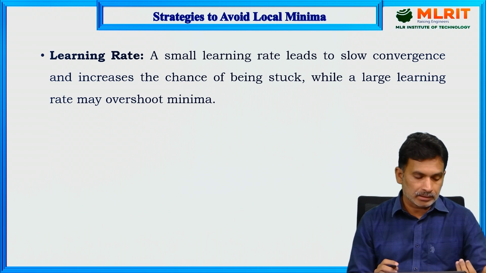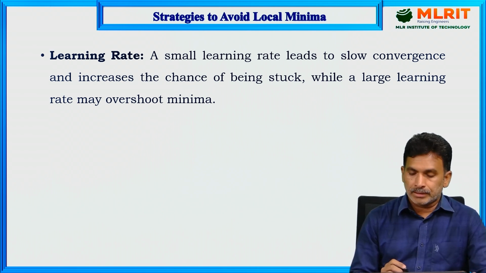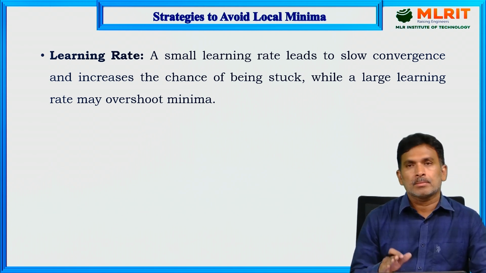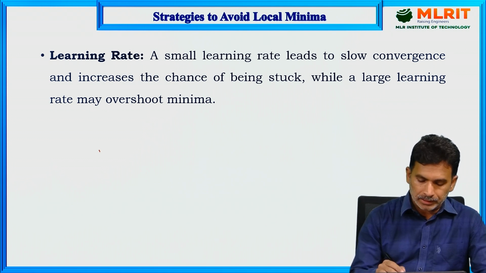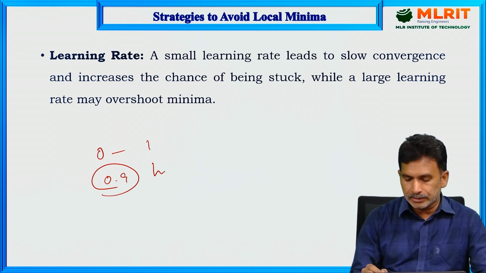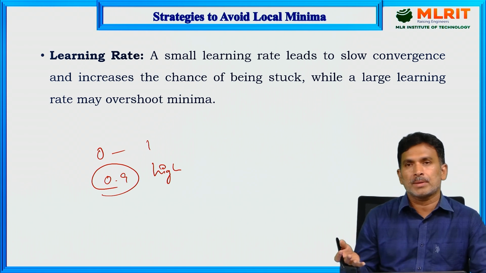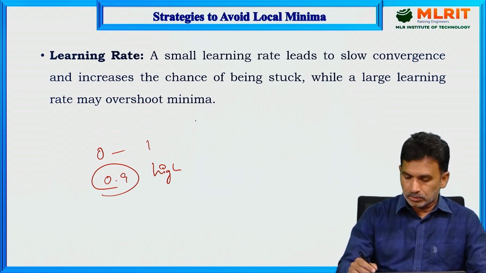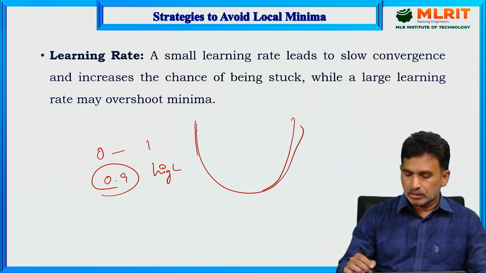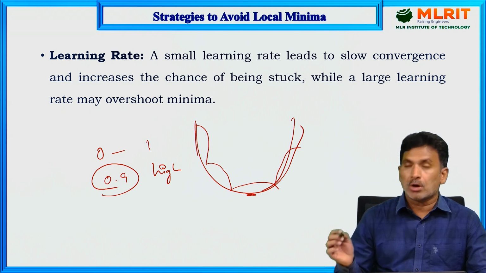Next, another important factor which influences the local minima is the learning rate. We already discussed this learning rate many times. The learning rate would be given between 0 and 1. Suppose 0.9, that means a high learning rate. That means the steps we take to move to the optimal solution from the starting point. If you take big steps like this, here we'll jump over the optimal solution.